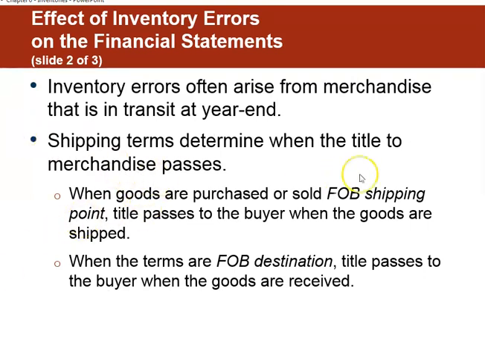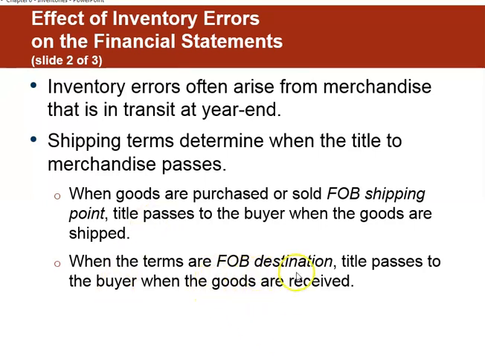It says inventory errors often arise from merchandise that is in transit at year end. This is what we talked about, FOB shipping point, FOB destination. So not to spend too much time on this slide, but think about this from the perspective of the buyer. They make a purchase on, say, December the 29th, which is not going to arrive until, say, January the 3rd. Well, if it's FOB shipping point, the fact that they have title to the goods, not physical possession, they're supposed to count it. At the same time, the seller of the goods in this case would not count it.